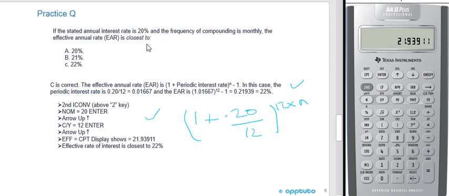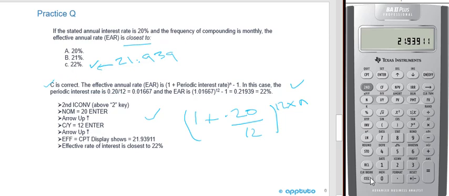So it says closest to. You have to be careful sometimes that when they say closest to, they're not giving you the exact number. So you look very closely. 21.939. Sometimes I'm going to write it down just because even when you're looking left to right from your calculator down to the page, better safe than sorry. 21.939, that's closest to C.